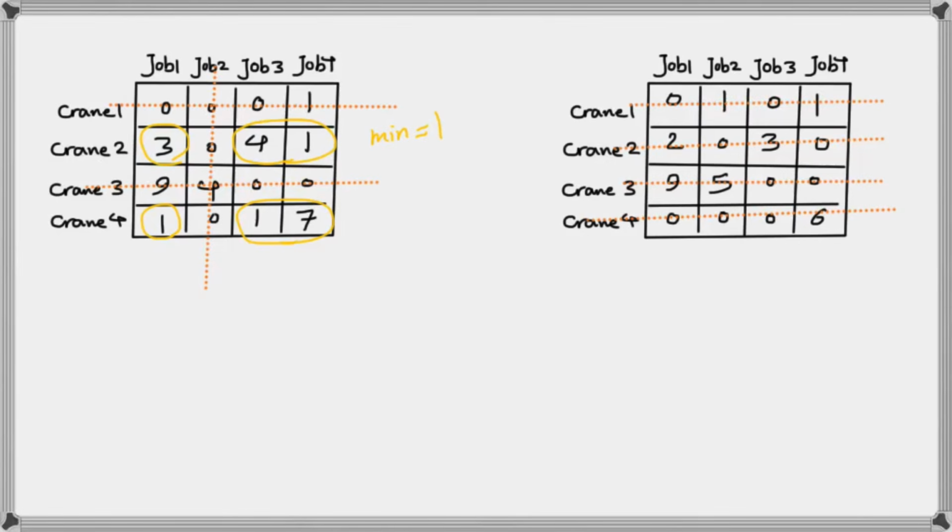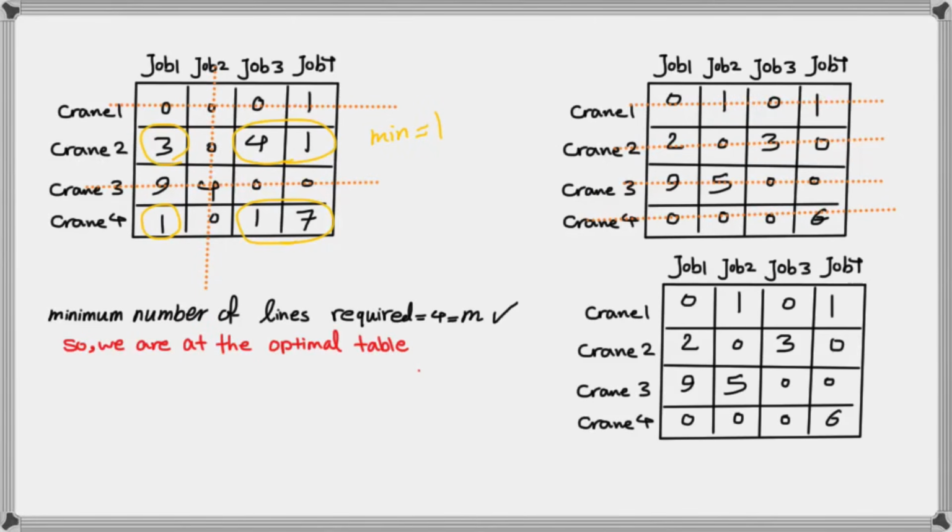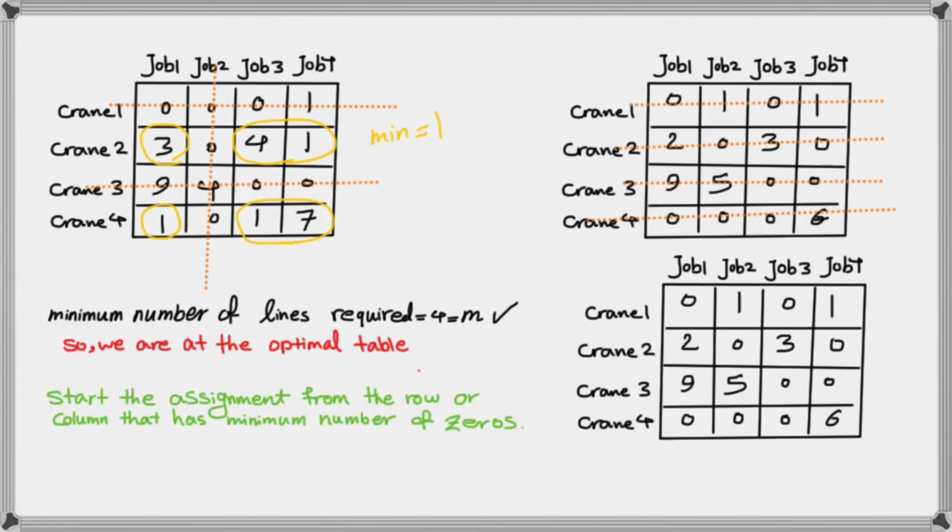But you have to be very careful the way that you make these allocations. For example, if I choose this allocation, it means that crane 4 cannot be allocated to job 2 anymore. So I have to make sure I pick the zeros in a way that each job and each crane has exactly 1 allocation. So one systematic way to find the allocations using the zeros in the final table is to start the assignment from the row or column that has the minimum number of zeros, because those are the ones with the lowest options.